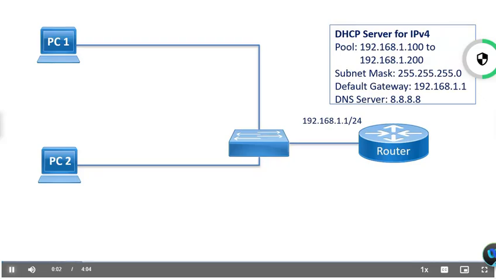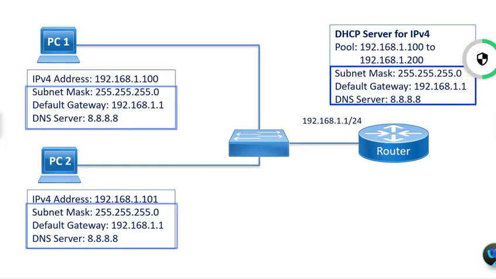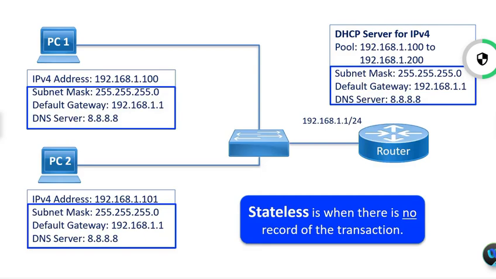To understand dynamic addressing for IPv6, let's first take a look at DHCP for IPv4. PC1 and PC2 have both received their IPv4 addressing information from a DHCP server. Most of this information, including the subnet mask, default gateway address, and DNS server address, is not unique and is the same information sent to all clients. This information is considered stateless.